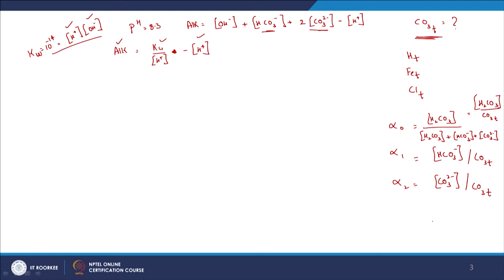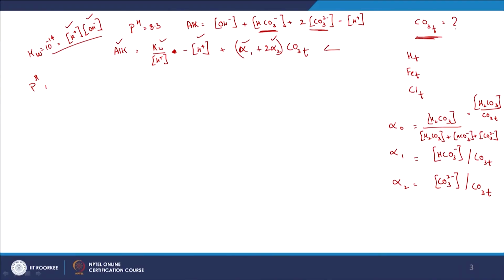So I am going to plug them in here. It is going to be equal to alpha 1 plus 2 times alpha 2, into CO3 total. So that is HCO3 minus and CO3 2 minus expressed as alpha 1 plus 2 alpha 2 into CO3 total. Alpha 1 and alpha 2 are constants at a particular pH, and for the particular compounds, which in this case are H2CO3, HCO3 minus and CO3 2 minus. So you can calculate alpha 1 and alpha 2, and I then end up with just one equation and one unknown, so I can now calculate CO3 total.